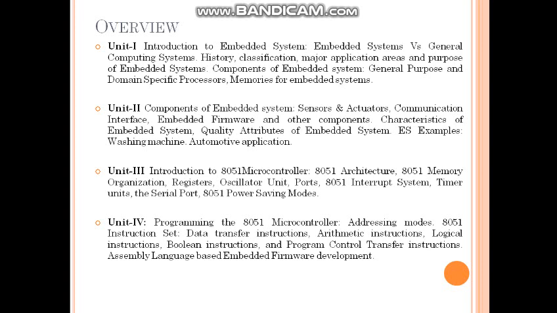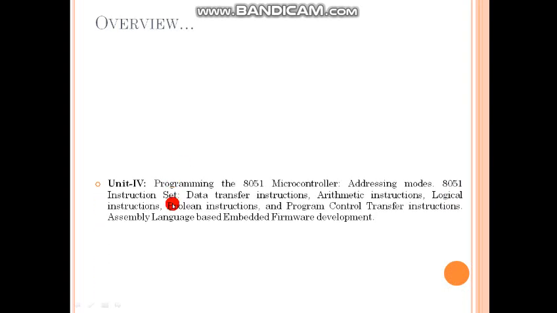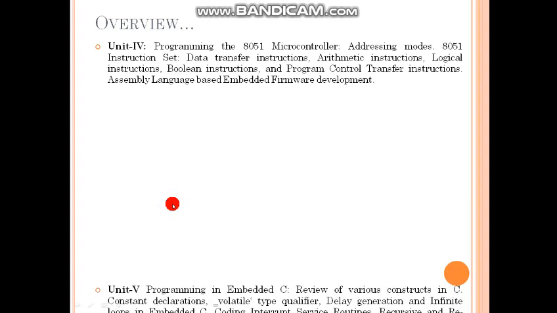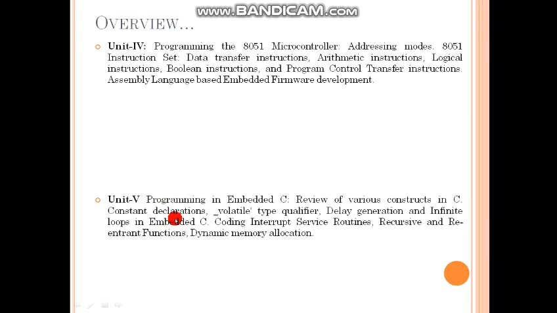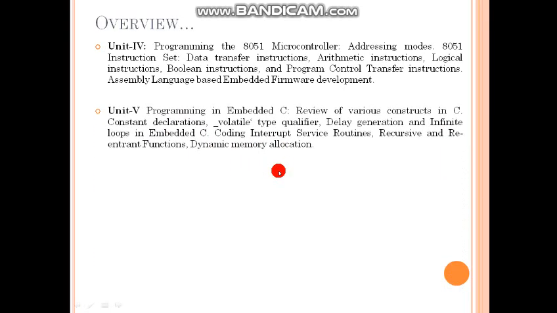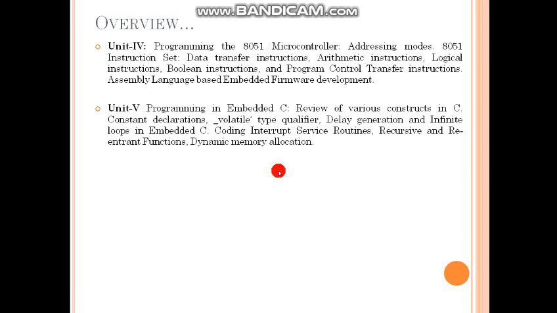These are the basic important points we try to discuss in unit number 4. After completing unit number 4, we switch to unit number 5, that is programming in the embedded system. Up to unit number 4, we discuss the basics of embedded system, microcontroller, and along with this programming. When we start unit number 5, we discuss programming in embedded C.